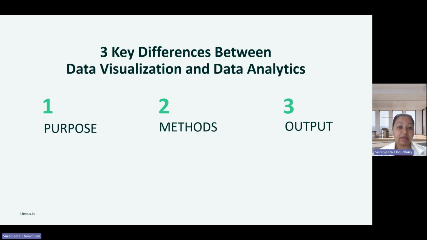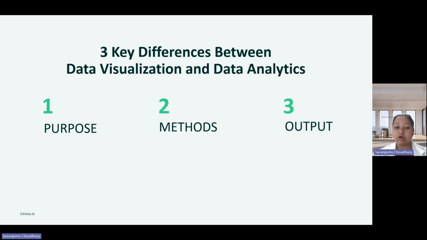Methods. Data visualization often uses charts, graphs, and maps to represent data. Data analytics, on the other hand, uses a variety of statistical and machine learning techniques to analyze the data.